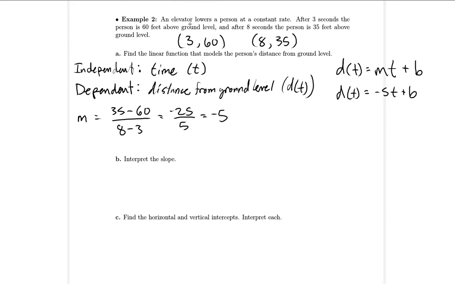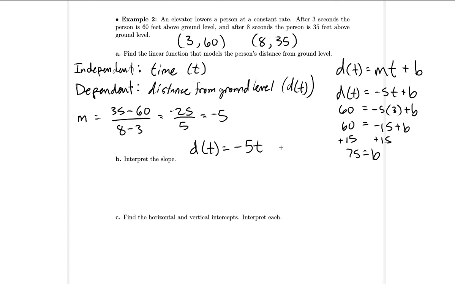And then, of course, we can plug either one of these in, it doesn't matter. I'll pick this one because it's got 60. That seems easy. So 60 equals negative 15 plus b. So it looks like b is 75. So our function is d of t equals negative 5t plus 75.